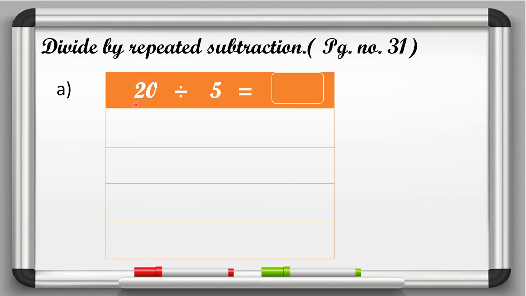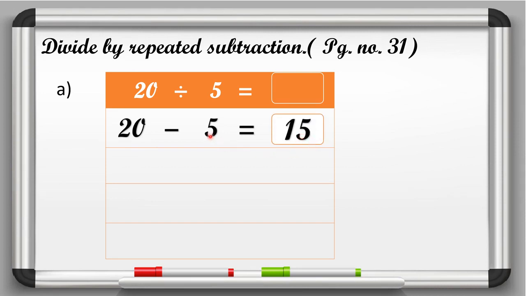So let's start. So here first of all we will subtract 5 from 20. Okay. So here we will write 20 minus 5 is equal to dash. So first of all keep 20 in your mind and 5 on your fingers. Now we have to speak the backward counting. So let's start. 19, 18, 17, 16, 15. So we will write 15 here. Okay. Now we have to subtract 5 from 15.